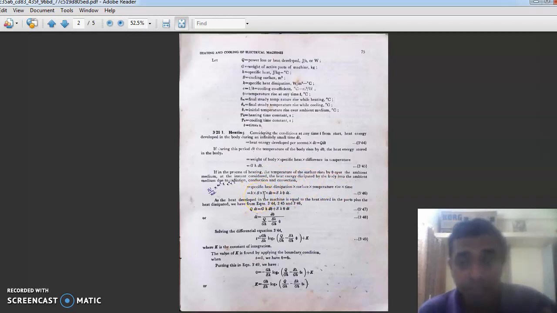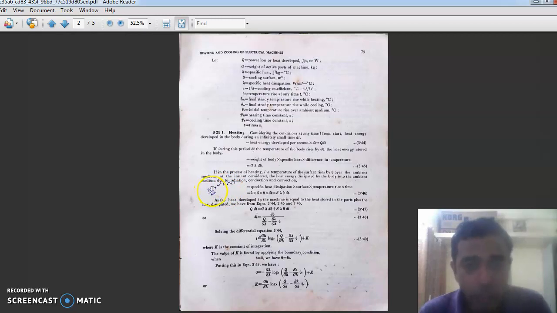Now theta is the temperature rise over the ambient medium, and dt is the time that we are taking. If we just look at this, specific heat dissipation will have a unit watts per meter square. Then the cooling surface will have an area in meter square. Then we have degrees Celsius for temperature and seconds. So meter square and meter square get cancelled.